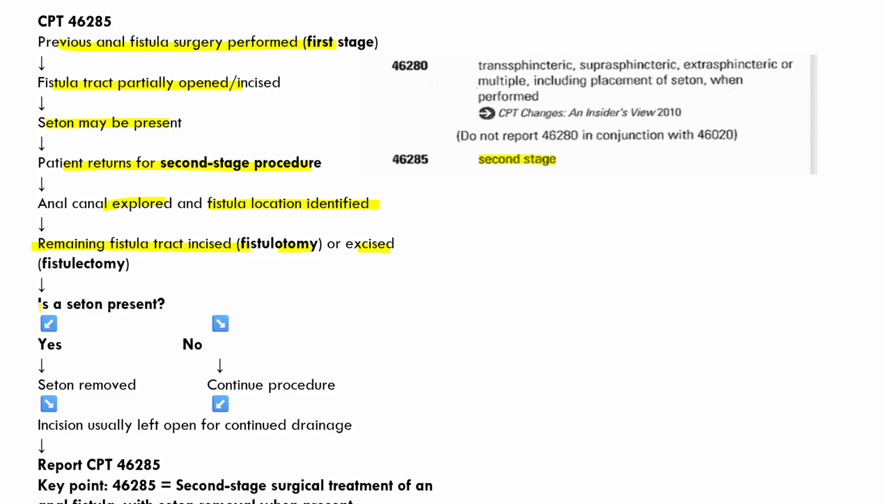So is a seton present? If yes, he will remove it. In that case you can code CPT 46285 for the second stage surgical treatment. Okay, I hope you are clear till here.